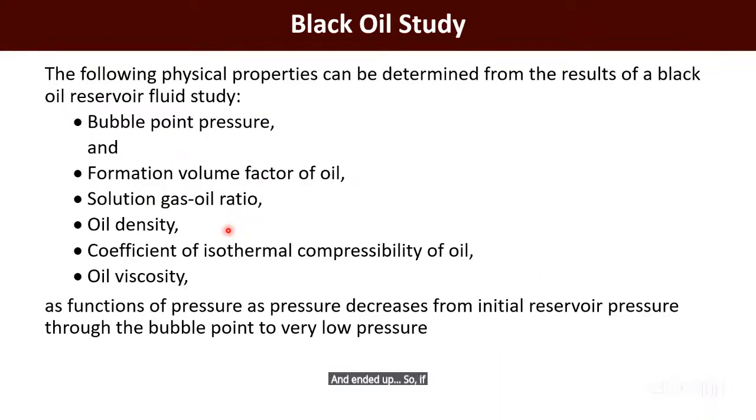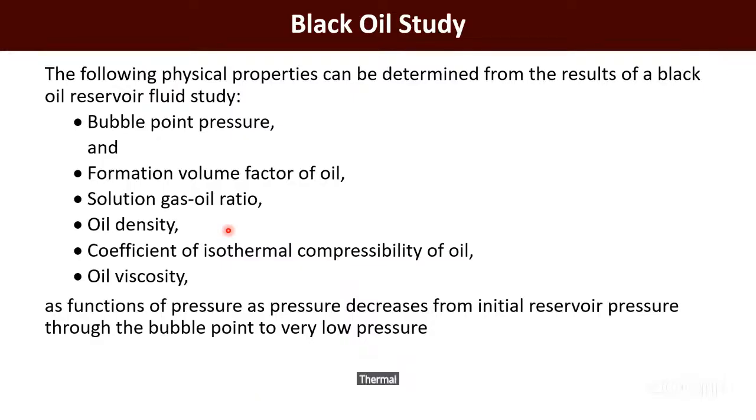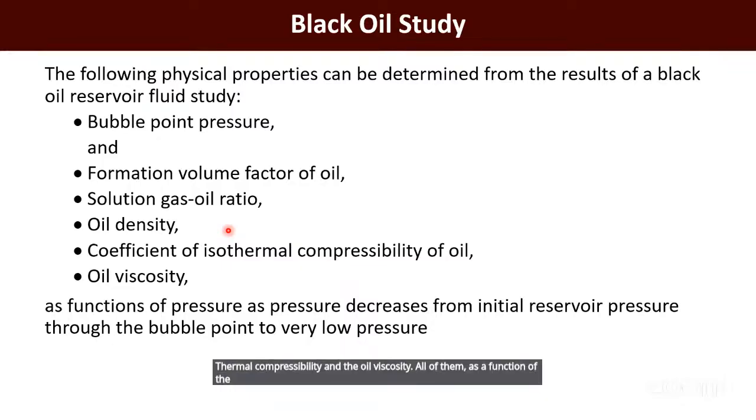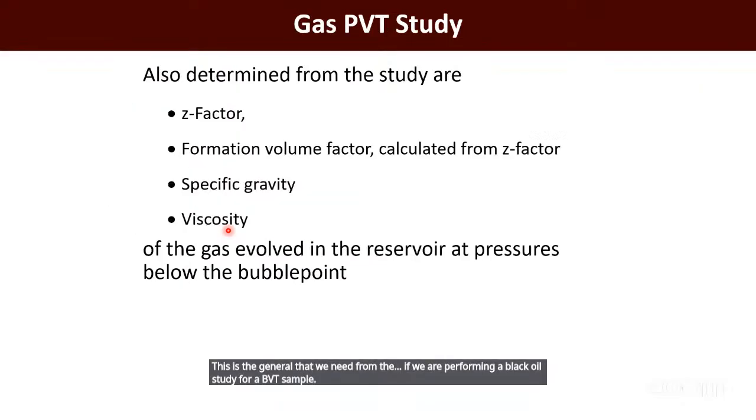So if we have a black oil study or an oil PVT, we need to get the bubble point pressure, the formation volume factor, solution gas oil ratio, the oil density, the thermal compressibility, and the oil viscosity. All of them as a function of the pressure, as the pressure decreases from the initial reservoir pressure through the bubble point pressure to very low pressure.